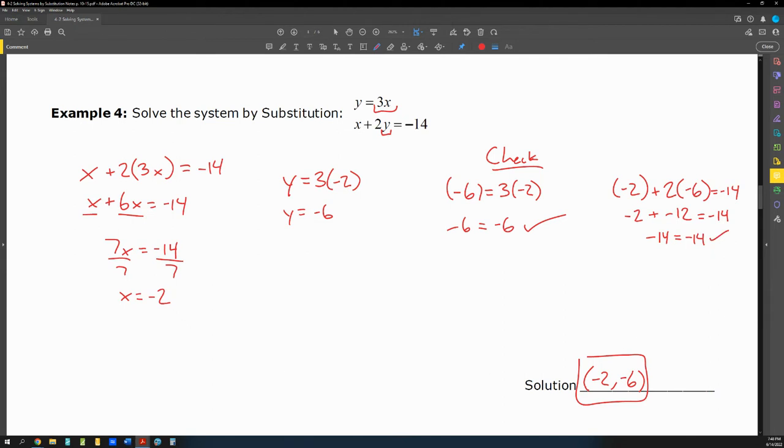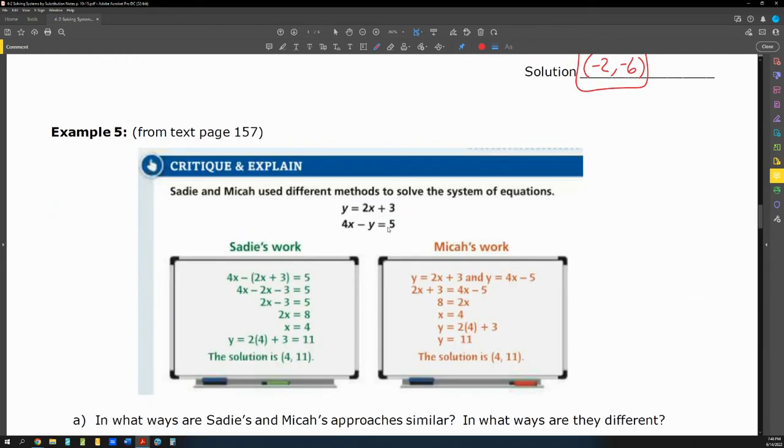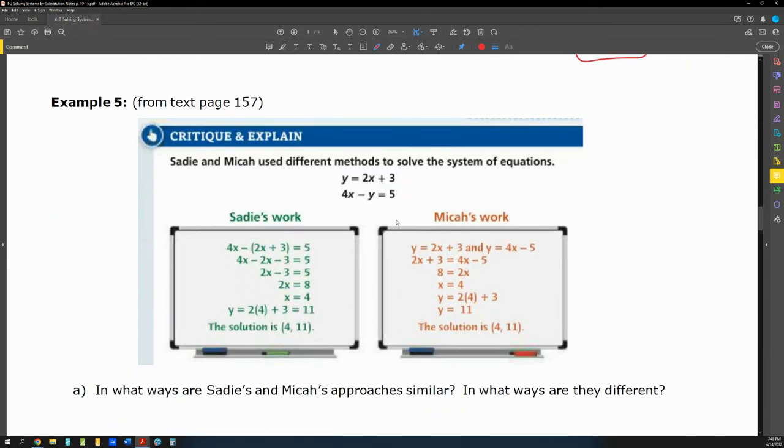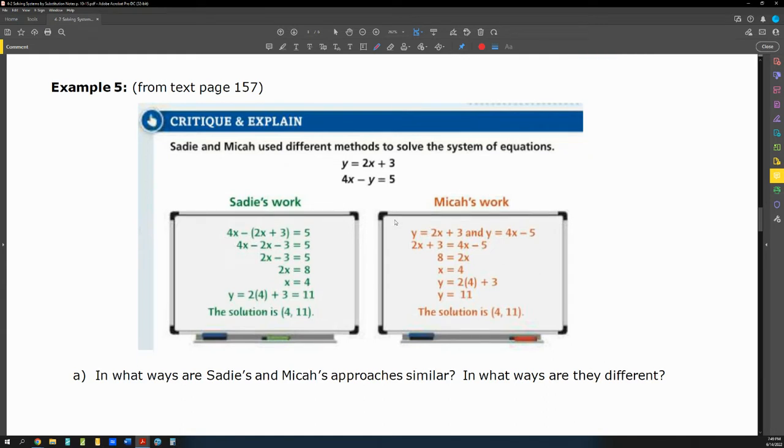All right. Example 5. So this is from our textbook on page 157. Sadie and Micah use different methods to solve the system of equations. Sadie substituted in the expression 2x plus 3 for y in the second equation, and then solved for x. Got the solution x equals 4. Then plugged the solution for x into the other equation and solved for y and got 11. So Sadie got the solution for 11.